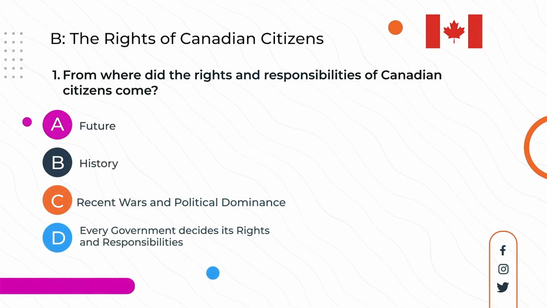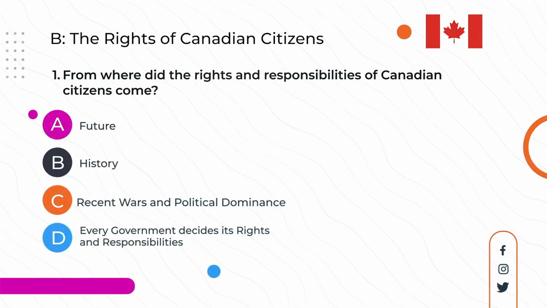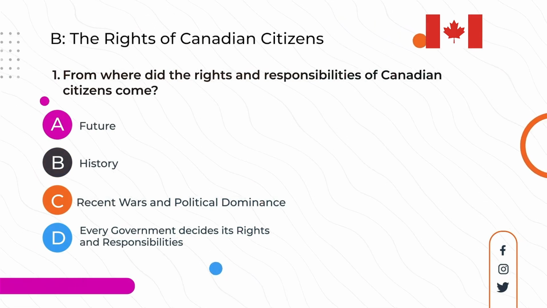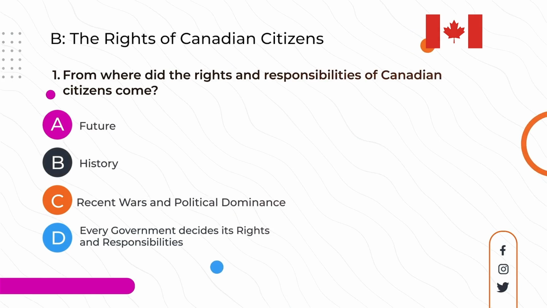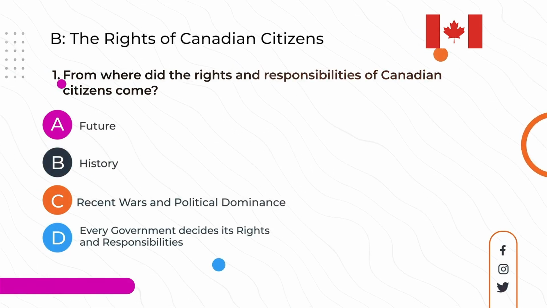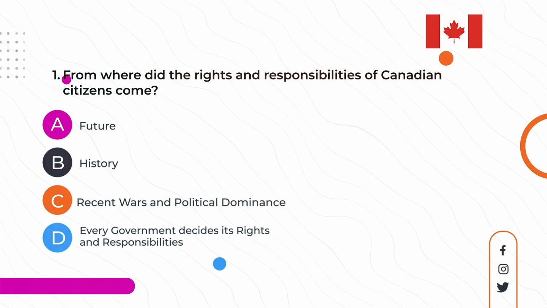Number 1. From where did the rights and responsibilities of Canadian citizens come? A. Future. B. History. C. Recent wars and political dominance. D. Every government decides its rights and responsibilities.